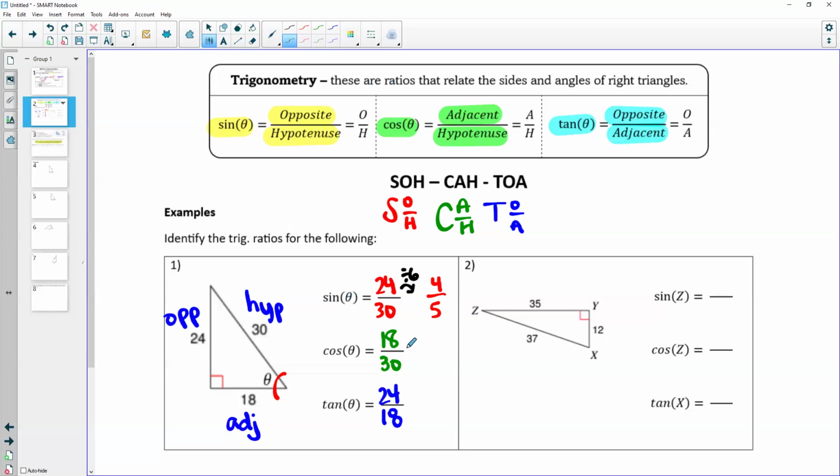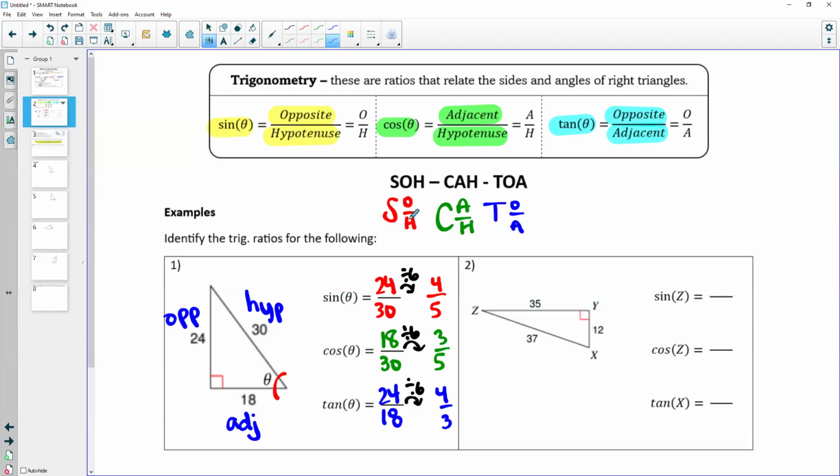Let's do the same thing with simplifying the fractions down below. If I want to simplify this fraction, I'm looking for a number I can divide the top and bottom by. Again, our number is going to be 6. If we divide the top and bottom by 6, we get 3 over 5. And at the very bottom, when we're looking at tangent of theta, we can again simplify this fraction by dividing top and bottom by 6. Doing so, we get 4 over 3. Okay, so those are our ratios for this first problem.